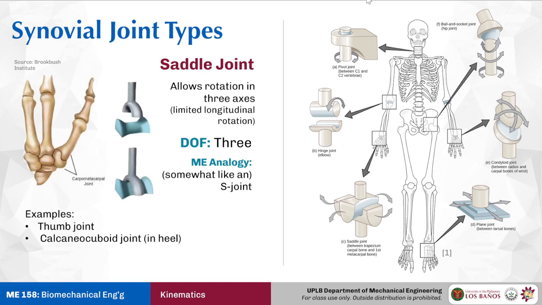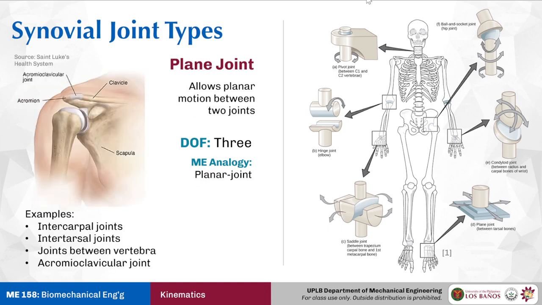The last part is the hardest to imagine. This is the plane joint. So it's essentially the planar joint in kinematics. It has 3 degrees of freedom. The joints can translate along the plane to a limited degree. They can also rotate with respect to each other.